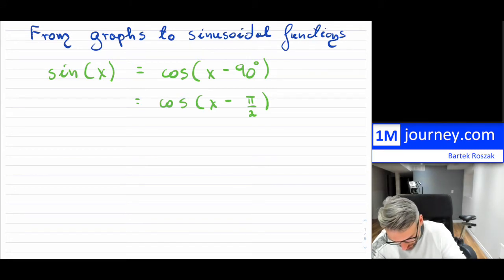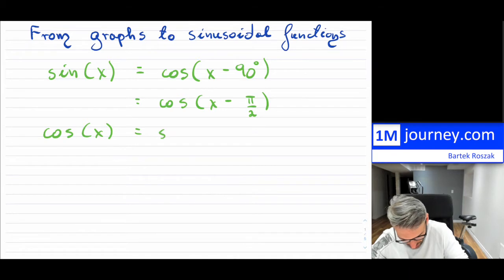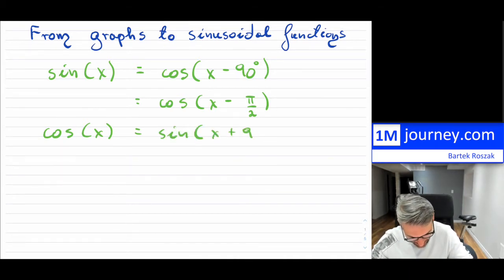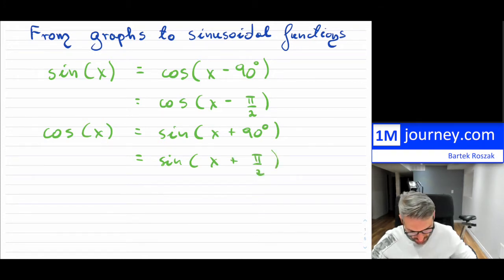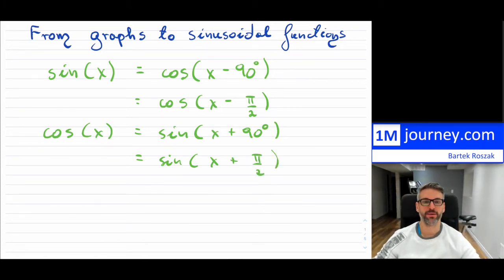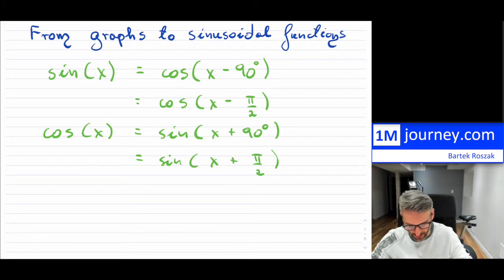And of course, if you have your cosine function, then this also equals sine, but instead of minus 90, it's going to be plus 90, or sine of x plus pi over 2. So it's just a shift by 90 degrees, either to the right or to the left, and then you obtain the other function. If you have one, you can always find the other.